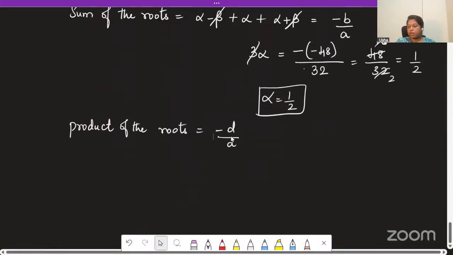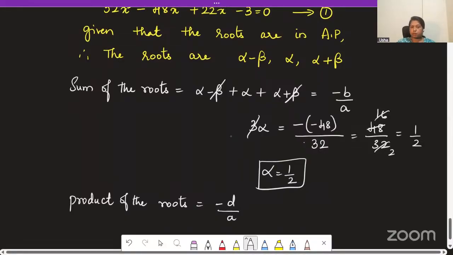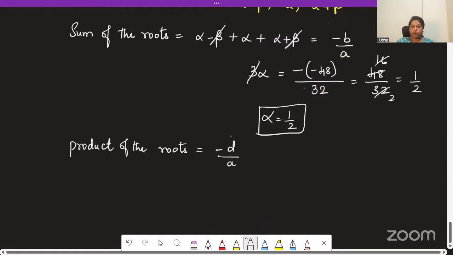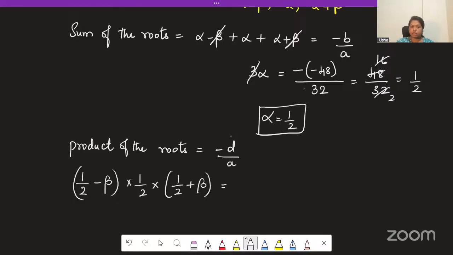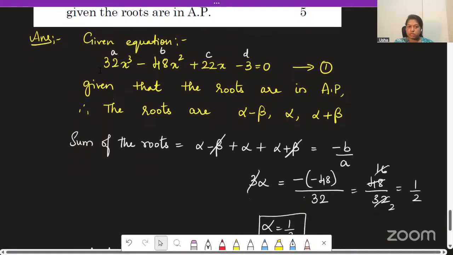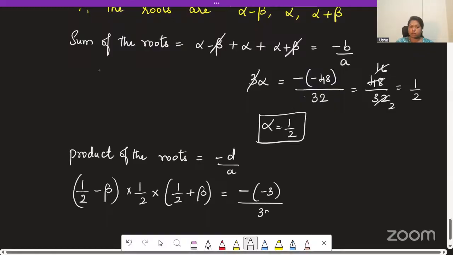So here product of the roots is minus d by a. Now what are the roots? Alpha minus beta, alpha and alpha plus beta. We are supposed to multiply all these three. Now alpha value I already know, so I will substitute that. For alpha minus beta, I will take half minus beta, into alpha, plus beta. Okay. This is equal to minus d by a. What is d? d is minus 3. a is 32. Minus of d is plus 3, a is 32, which is plus 3 by 32.